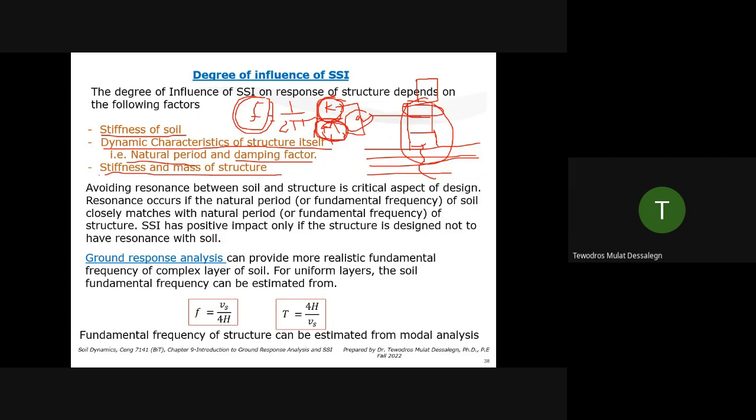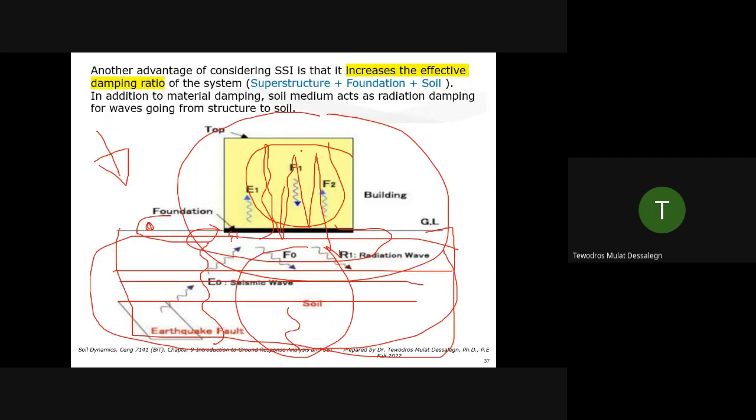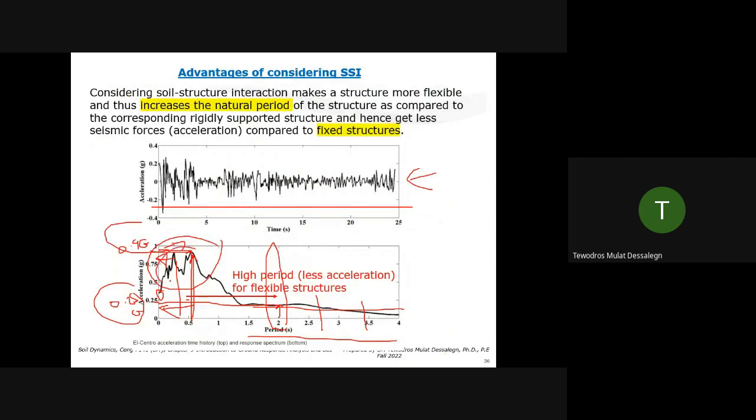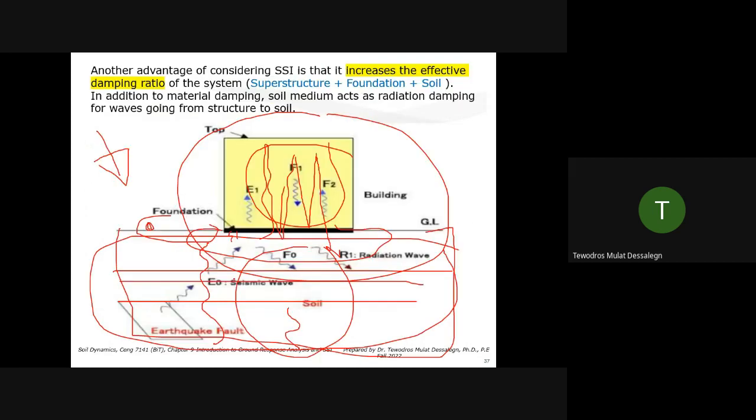The idea is called shifting the frequency to get out of that peak area, this area. You can artificially shift away from this area by playing with k and m. So those are the concepts being used.